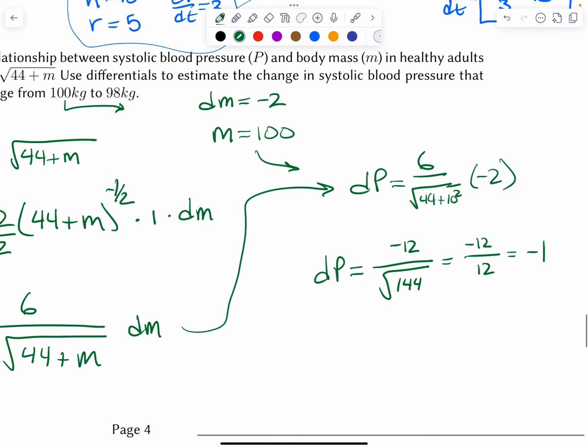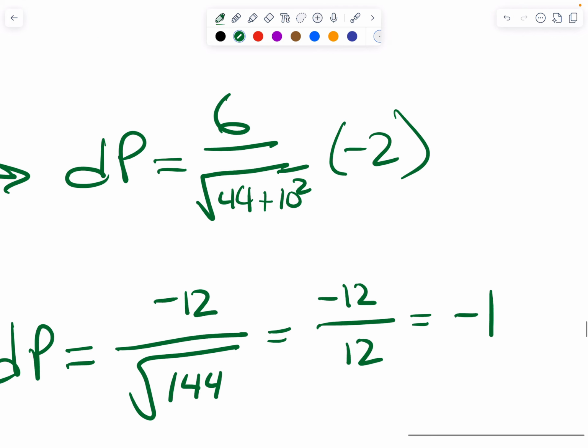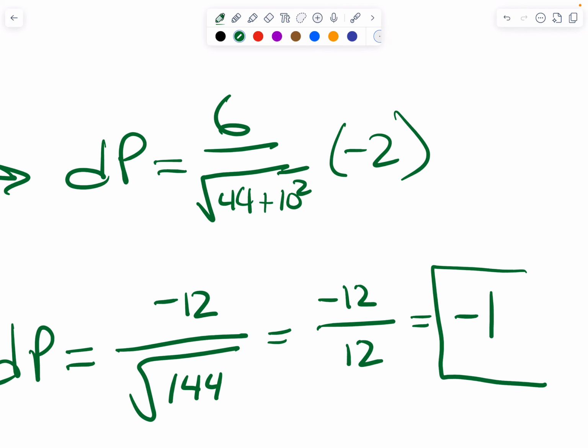What is that? Millimeters of mercury? It doesn't say. It just says pressure. Okay, well, it's -1 unit, whatever those units are.